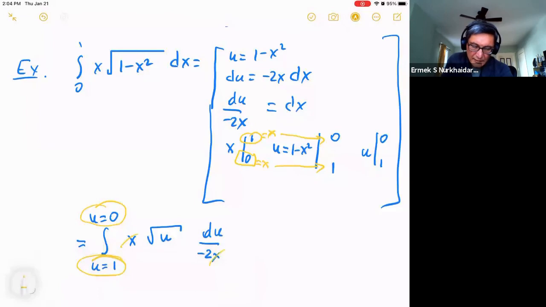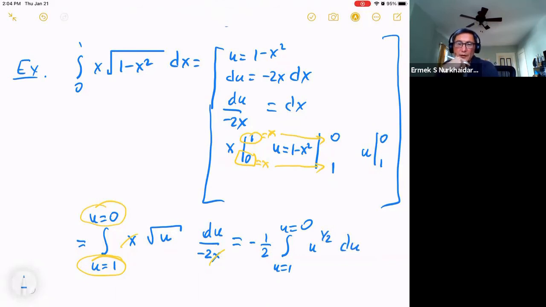Then x and x cancels out. And we are ready to write our integral. So negative 1/2, u equals 1, u equals 0, u to 1/2 du. And that's the easy integral. And substitution did go successfully, because now if you look at the integral, there are no traces of x or y or s. So everything is written in terms of u. So our substitution did go smoothly in this case.